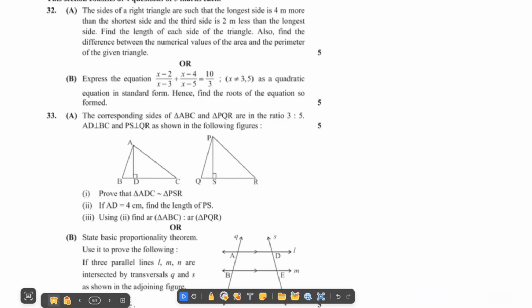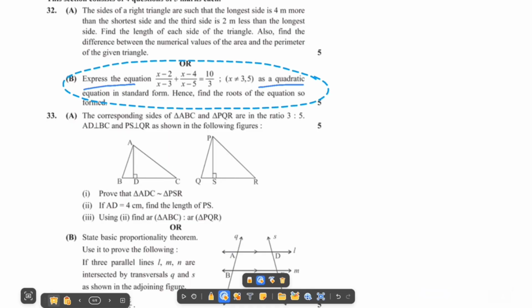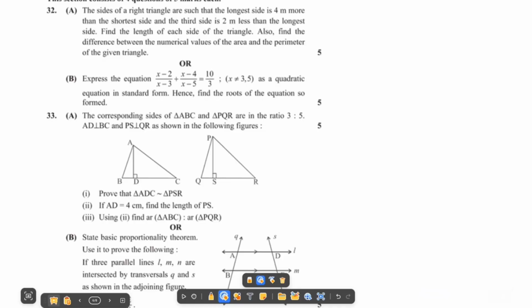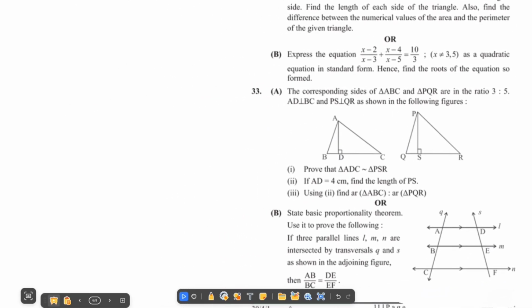So now what is the 32b question? Express the equation (x minus 2) by (x minus 3) plus (x minus 4) by (x minus 5) equals 10 by 3 as a quadratic equation in standard form. Hence find the roots of the equation. So first of all we have to express it as a quadratic equation in standard form and then find the roots. So let's write what is given.